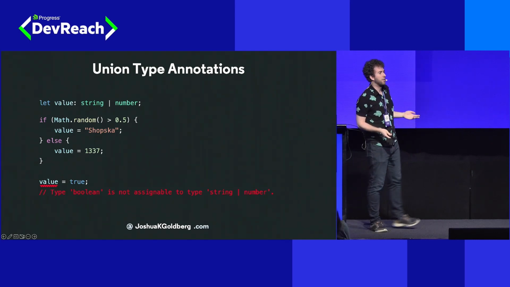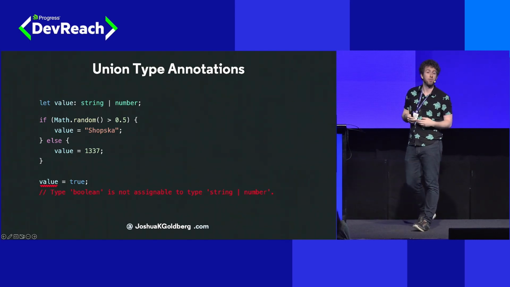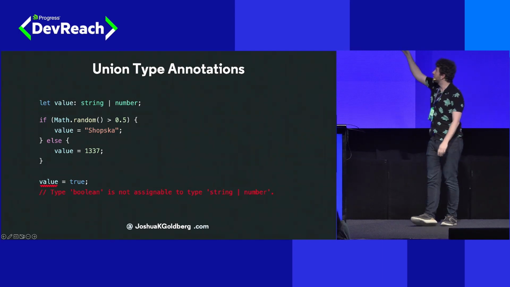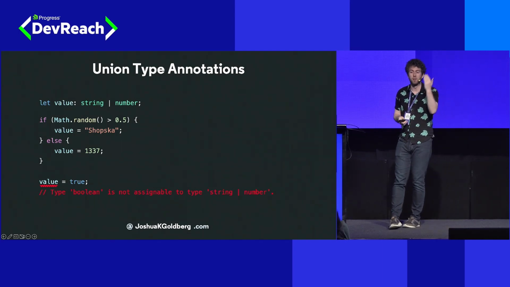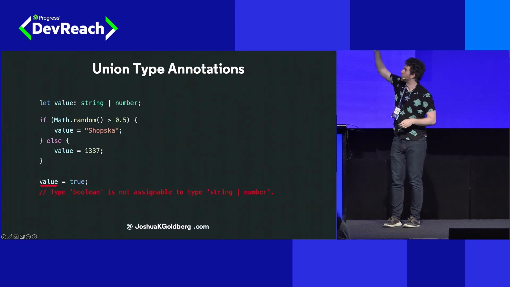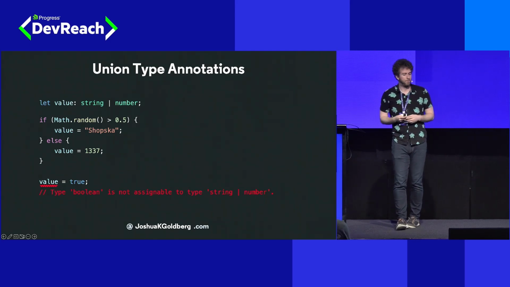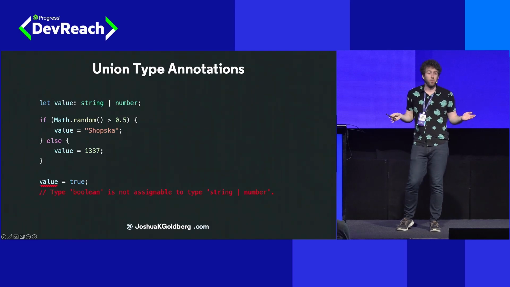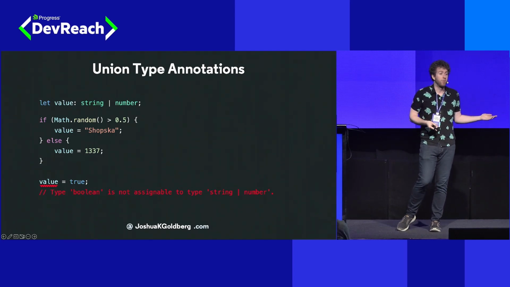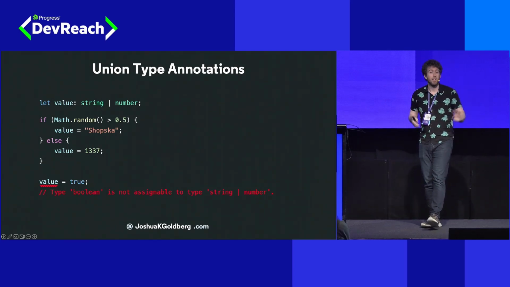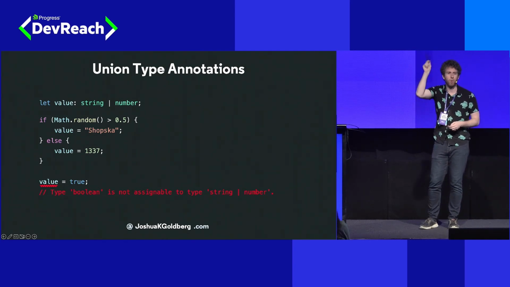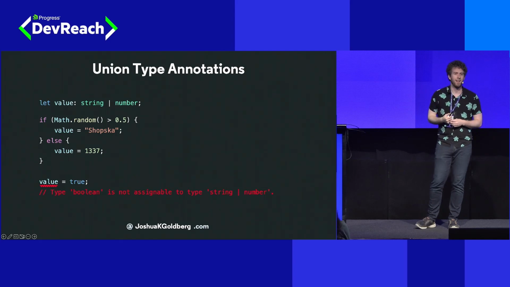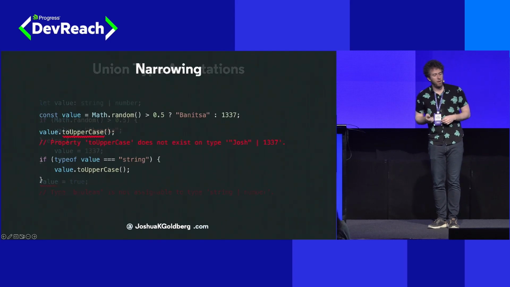Union type annotations. If you have a variable that's supposed to be either a string or number, this is the syntax for telling TypeScript that it is a union type of string or number. That vertical bar piping is the or. And it's the same as before. If you try to assign a value to your variable that's not one of the allowed types, TypeScript yells at you. It's not assignable. That word assignable will come up more and more as you do more TypeScript. You will learn to hate it and then love it, hopefully.